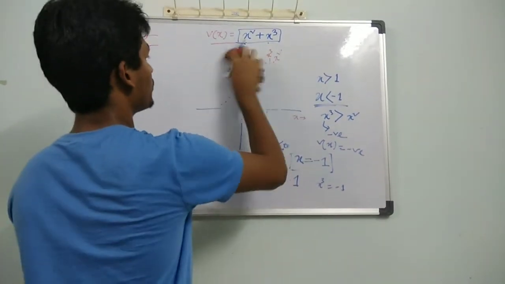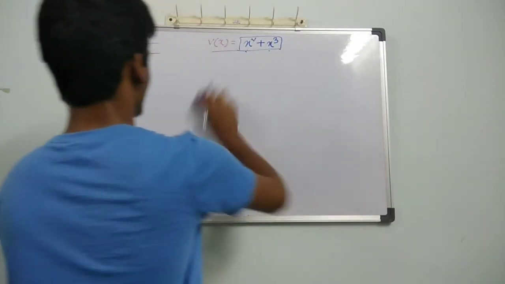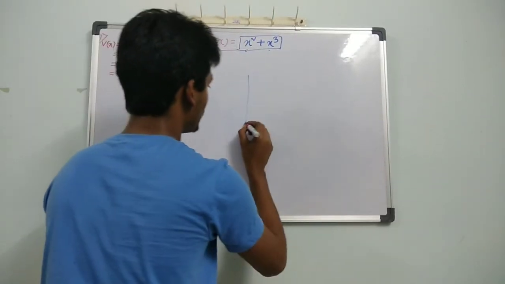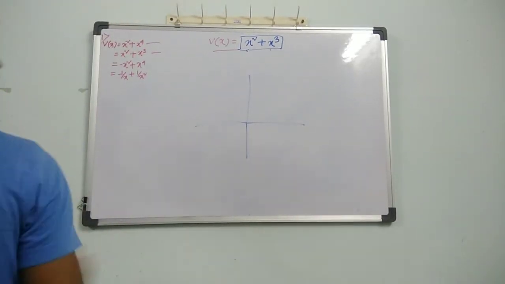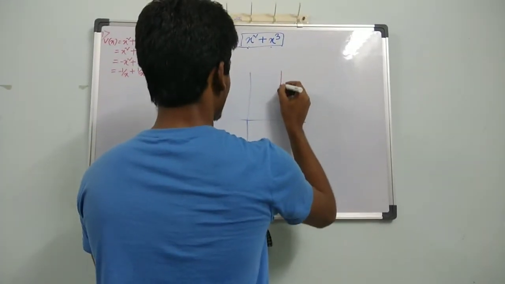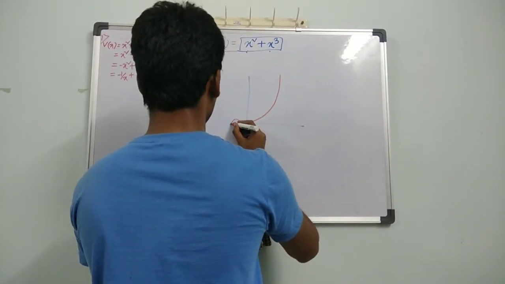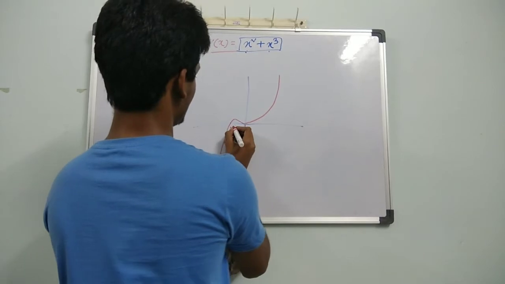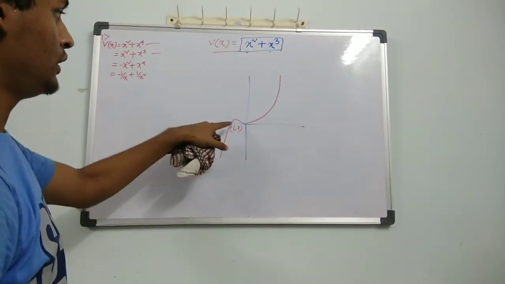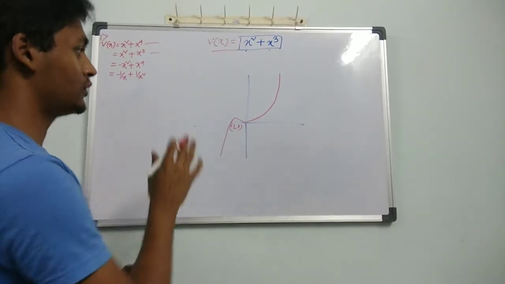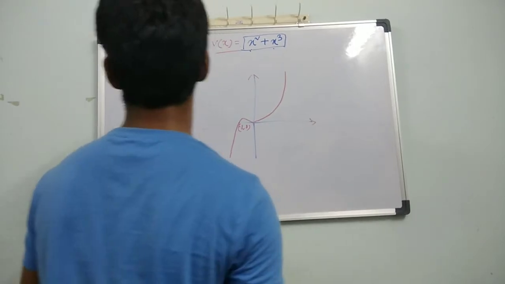So if I draw this plot, it will be something like this. This will be minus 1 to 0. I must mention this point, because at this point the plot is something interesting. So this will be my plot.